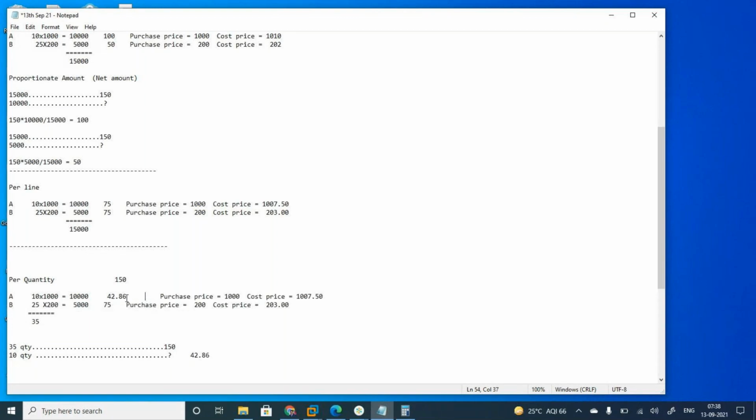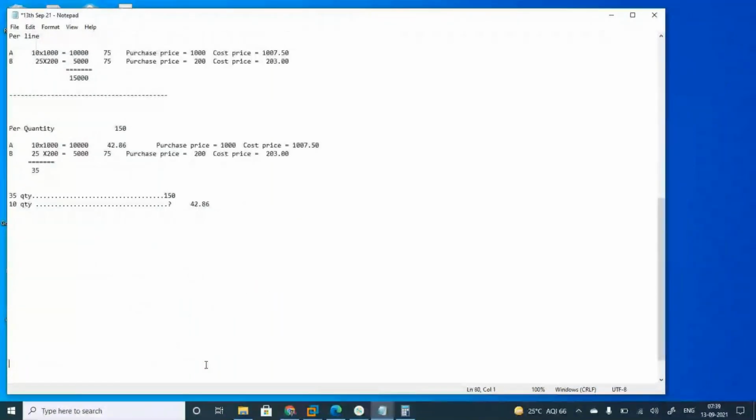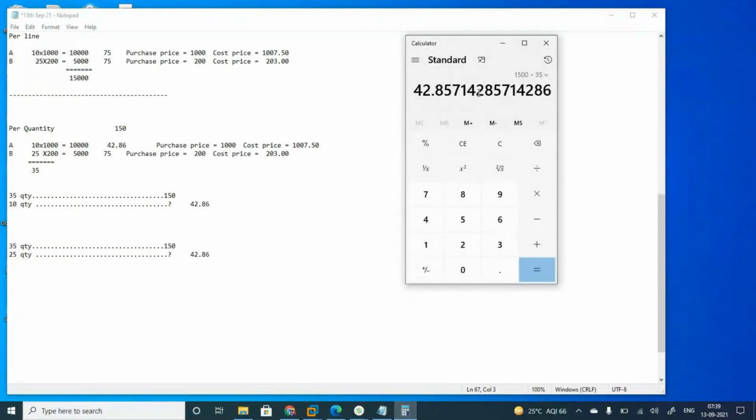The same logic you need to apply for the second line. It is for 25. Now look at this one, how the values are coming: 42.857142328. In the database almost this will be stored, in SQL Server. So you typed in SQL 1500 divided by 35.